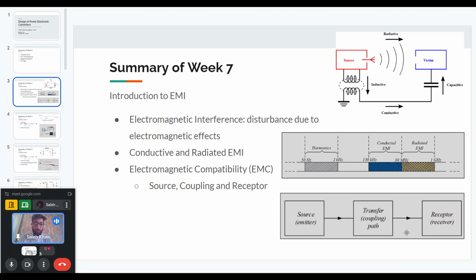So for all of these we can try to limit the EMI from the source. We can try to limit the EMI that is conducted in the coupling path, or we can try to shield the receptor itself so that even if there is some EMI in the source and the coupling path, the receiver will not receive the EMI because of the shielding effect. But in this portion of the course, we'll only talk about how the source is conducting the EMI and how we can limit the EMI at the source itself.